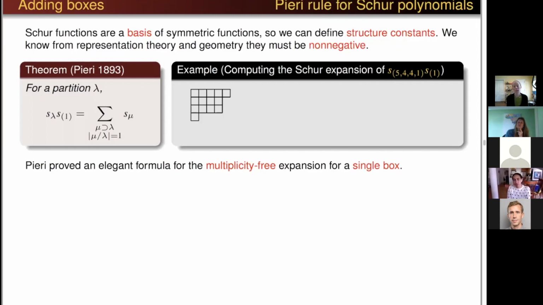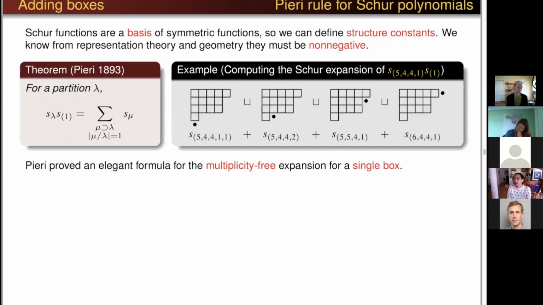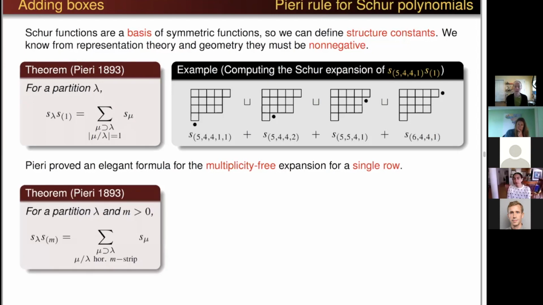So here's my favorite partition for today, 5, 4, 4, 1, drawn in English notation. I'm multiplying by a box. Pieri says, just add a box, all possible ways that I can add a box. That's my expansion. It's multiplicity-free. And it's this really nice concrete thing. Again, your 6-year-old can compute this from this rule. It's very simple.